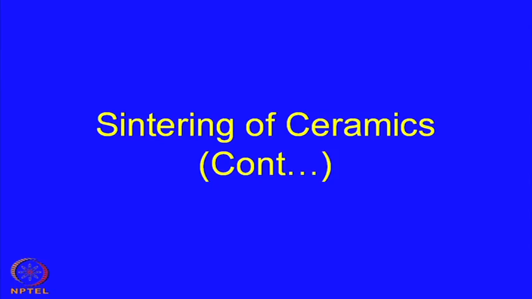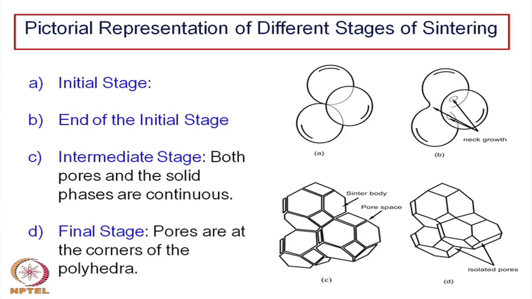In this lecture also we will continue our discussion on sintering of ceramics. Earlier we were discussing the three different stages of sintering: the initial stage, the intermediate stage, and the final stage. We have described what they actually mean and what kind of changes we expect in these three sequential stages. Here is a pictorial representation of the same stages.